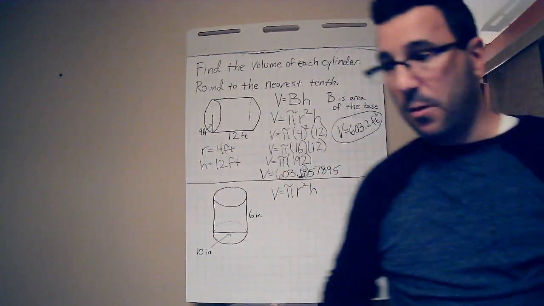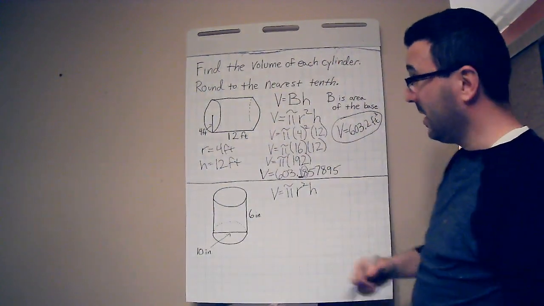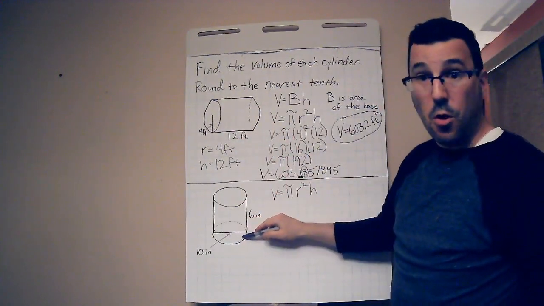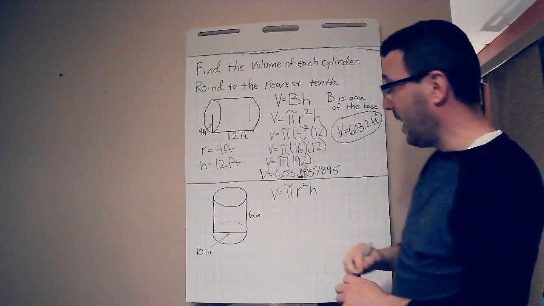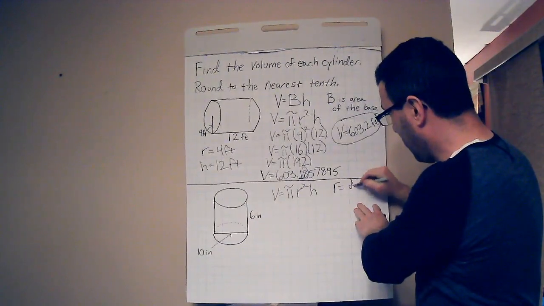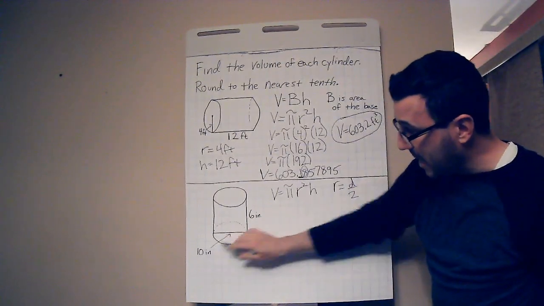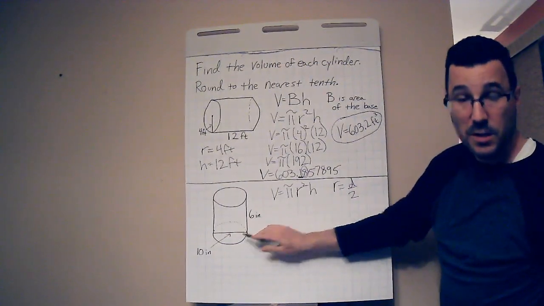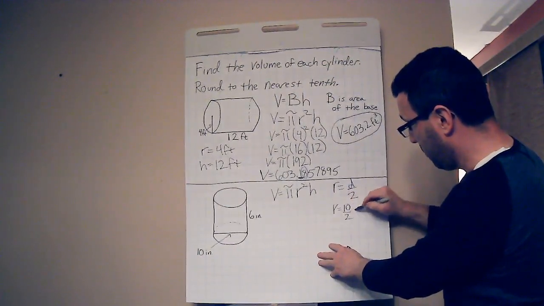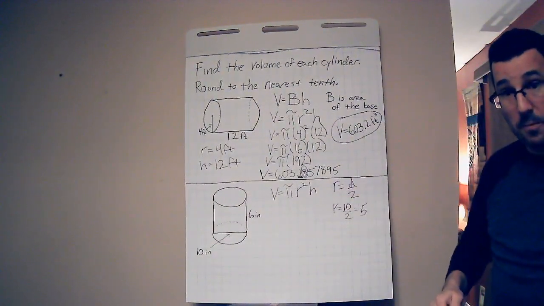So how do we find that when we're given the diameter? Simple. We divide the diameter by 2. Since the radius goes halfway across and the diameter goes all the way across, we need half the diameter. So I'm going to write over here: radius equals the diameter divided by 2. Okay? Well, here I have that the diameter of this circle, this base circle, is 10 inches. So the radius is going to equal 10 divided by 2, which gives me 5. So now that's what we're going to plug in for r.